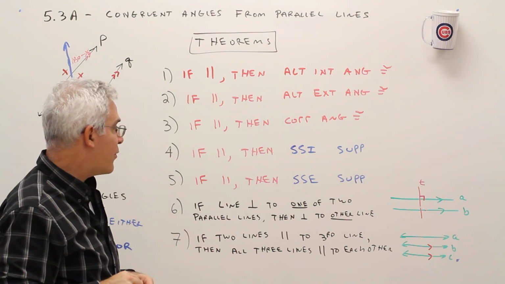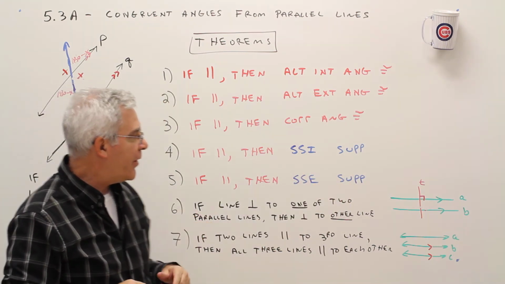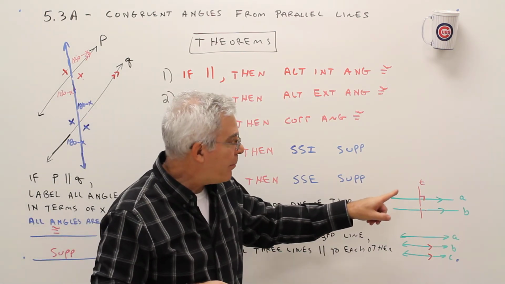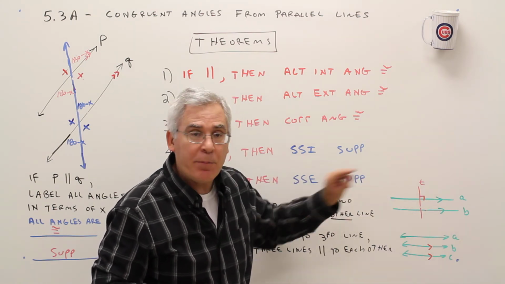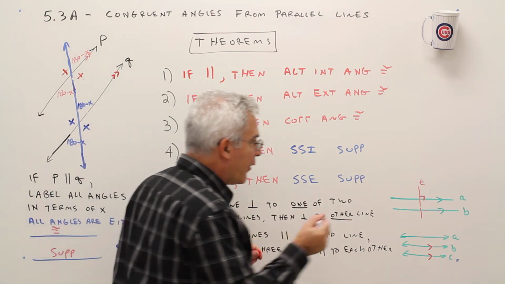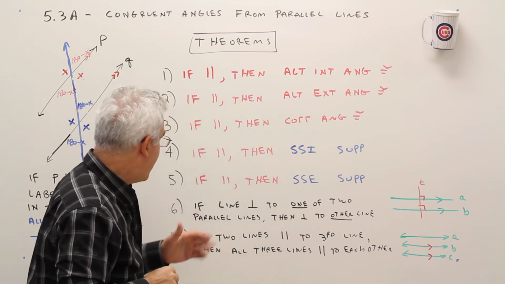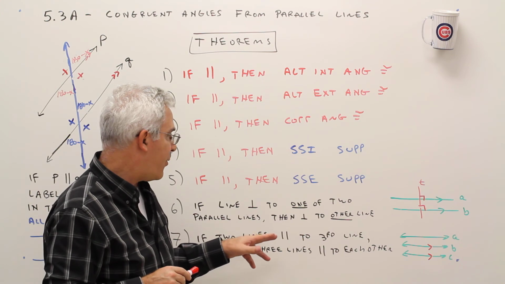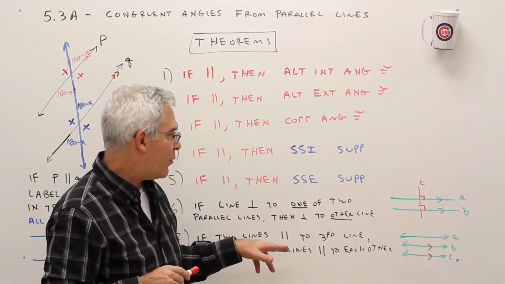Then we've got these last 2 over here, and I've got a little picture. So if a line is perpendicular to one of 2 parallel lines, so for example, A and B are parallel, and let's say line T is perpendicular to line A, then we can conclude that line T is also perpendicular to line B. Okay, and then the final one, if 2 lines are parallel to a third line, then all 3 lines are parallel to each other.